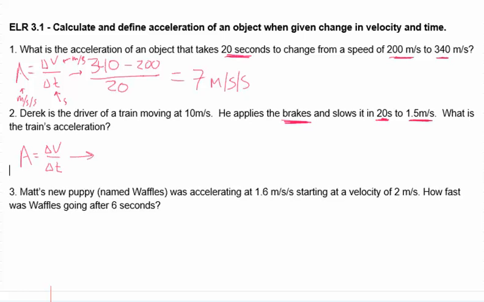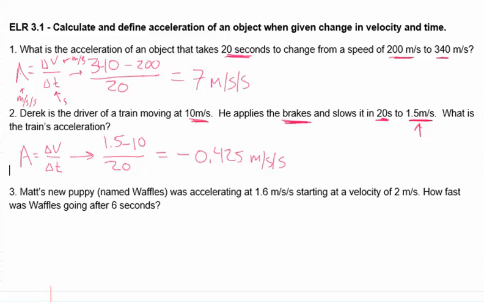So we're going to start plugging stuff in. In order to find a change in velocity, we need to take the last thing we had minus the first thing we had. So the ending velocity was here, 1.5. And we needed to subtract it from whatever we started with, which was here at 10. And then we put it over how much time it took, which was 20. So if we do 1.5 minus 10, we're definitely going to get a negative number, which is what we want. And when we do that, we get negative 8.5 over 20. And when we throw that into the calculator, we're going to get a negative 0.425 meters per second, or meters per second squared.